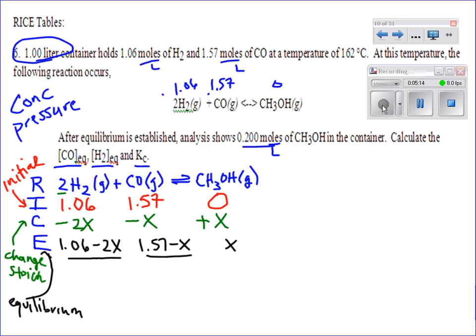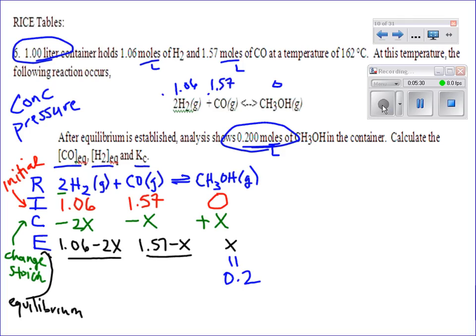I need x, right? Well, they did give me another piece of information in the problem. They said at equilibrium, I have 0.2 moles per liter of that methanol. So what does x equal to? 0.2. Perfect. So what I can do is take that x and plug it into each line.